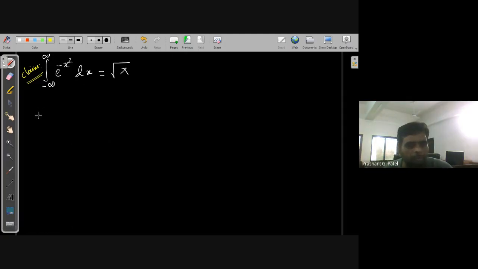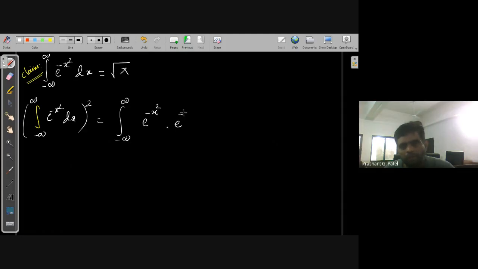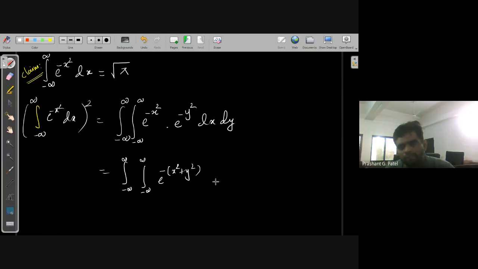So I will do it this way. I make a copy of this two, that is, the integral from minus infinity to infinity of e to the power minus x square dx, squared. That I can write as the integral from minus infinity to infinity of e to the power minus x square into e to the power minus y square dx dy. Because it is a square, I can write the multiplication of these two quantities. This is actually a double integration from minus infinity to infinity. So this will give me the double integral from minus infinity to infinity of e to the power minus (x square plus y square) dx dy.